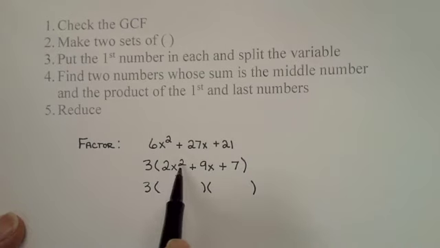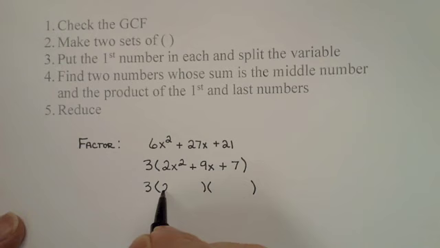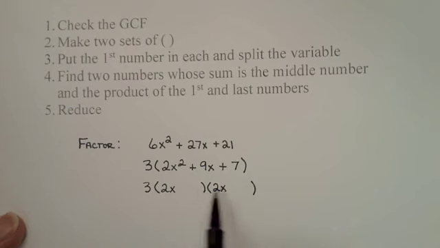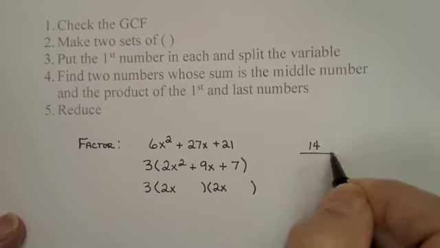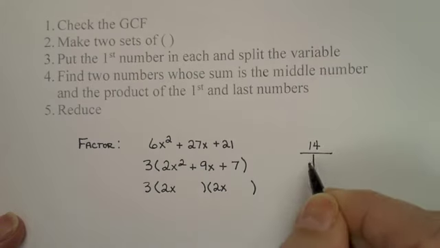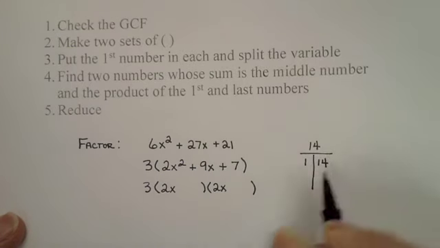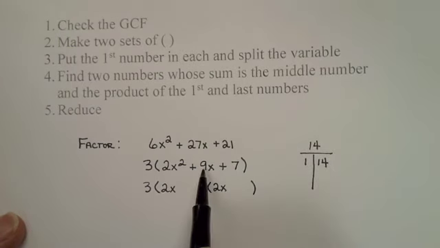I look here in the front. It's going to tell me what to put in the front of each one of these. 2x. I am now looking for two numbers. These two numbers have to add up to be what? 9. But when I multiply them together, they should be what? 14. So I'm going to look for numbers that multiply together to give me 14. 1 and 14.